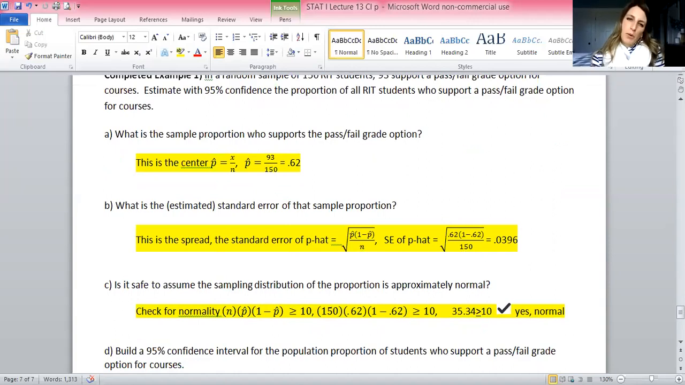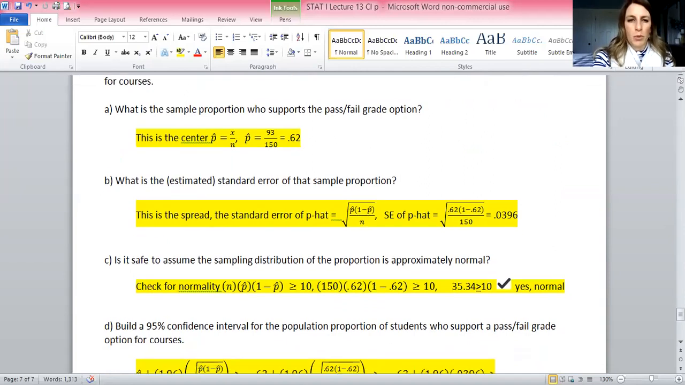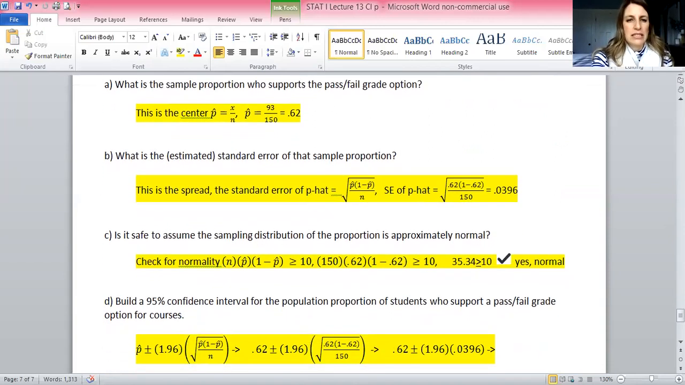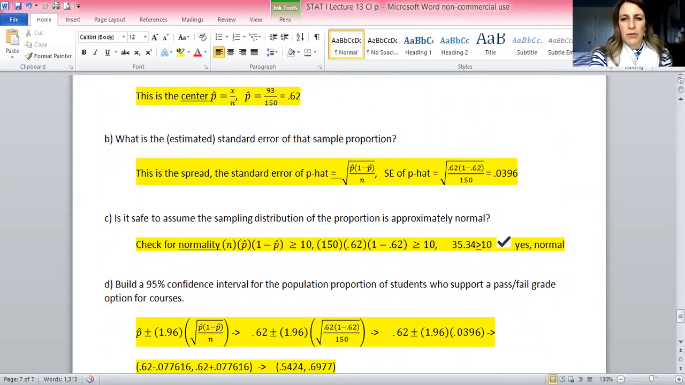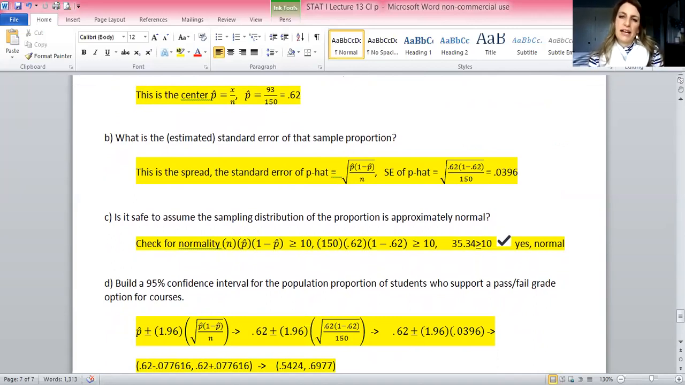So what is the sample proportion? That's x divided by n. So it's 93 divided by 150, which leaves me with 0.62. What is the standard error? It's the square root of p hat times 1 minus p hat, divided by n. That is 0.0396.